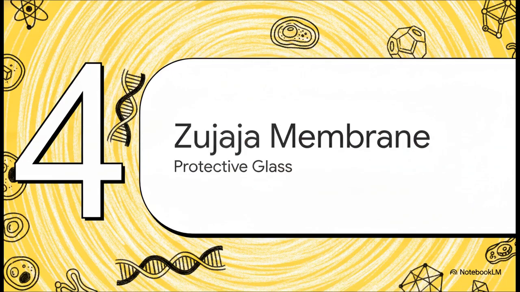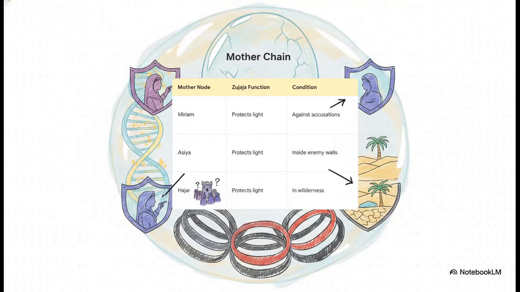All right, Section 4, the zujaja protective membrane. So once you have this internal reading, it absolutely must be protected. This pure genetic material is shielded by what the text calls the mother chain. These incredible female figures function as the zujaja, the protective glass.